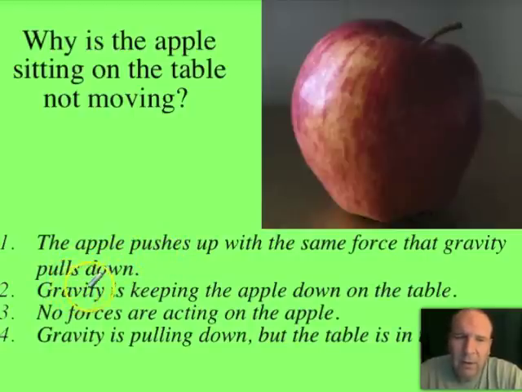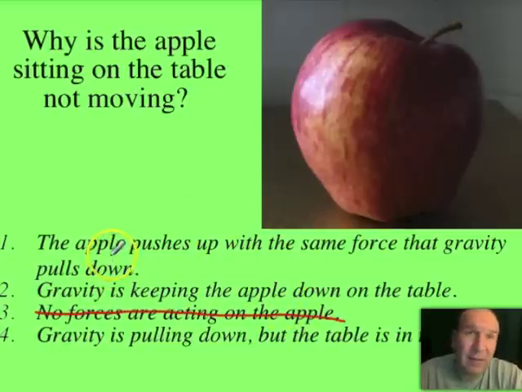How about this one? Gravity is keeping the apple down on the table. Well, is that the only one that you would have? How about the next one? No forces are acting on the apple. Okay, we know that one's not true because we know there are forces acting on the apple. So what I would do and what I suggest is you cross things off right away that you know aren't true. Just cross them off. How about this one? Gravity is pulling down, but the table is in the way. Well, we know that forces come in pairs, so that can't be true. So now I'm down to 2.